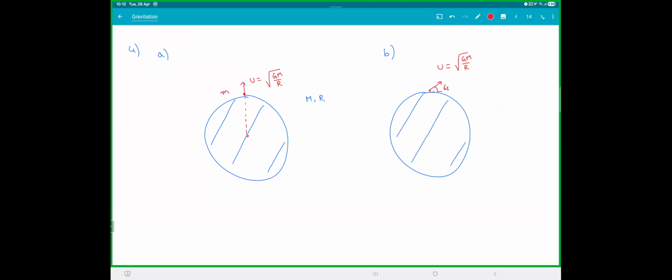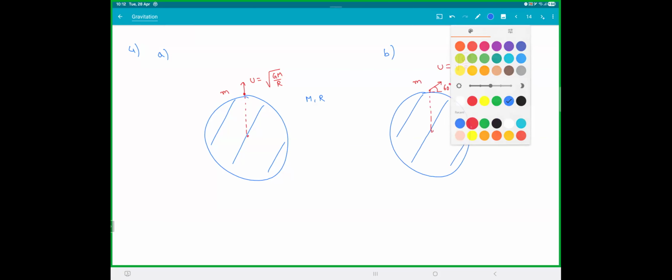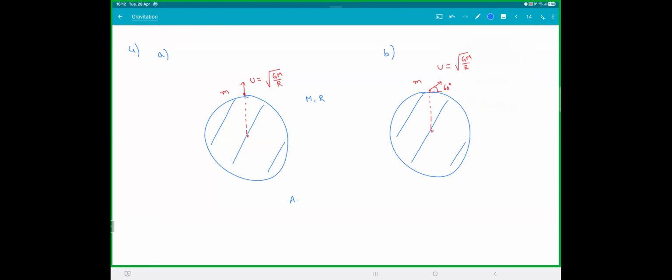But this time we projected with 60 degrees. Find the maximum height from the surface. H max meaning maximum height from the surface. Remember, you can't use your kinematics equations because g is not constant. Find h max.